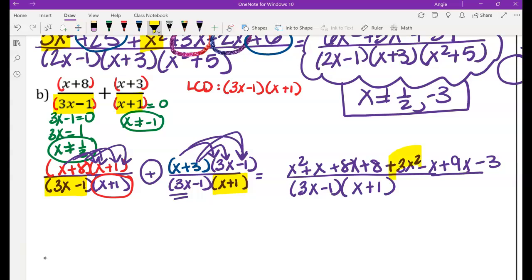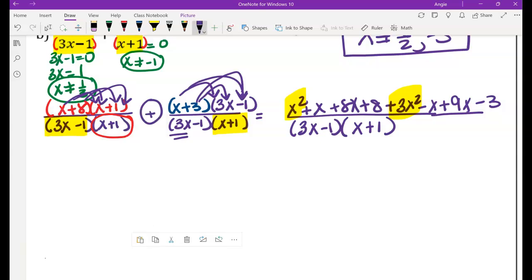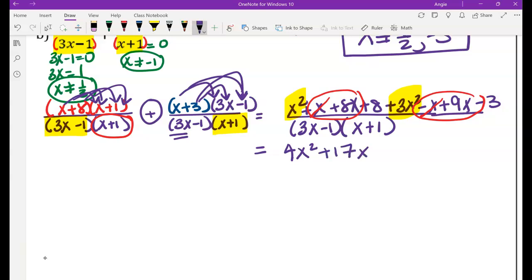Combine like terms. 3x squared and an x squared is going to be 4x squared. Okay. Those are x's and those are x's, so that one and the negative x will cancel each other out. So now we have 17x. Then we have positive 8 and a -3. That will give us a positive 5 over our lowest common denominator, which is (3x - 1)(x + 1).